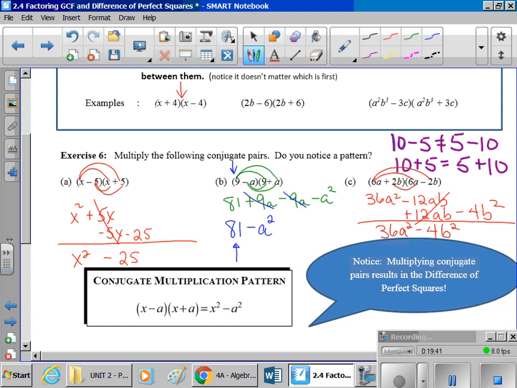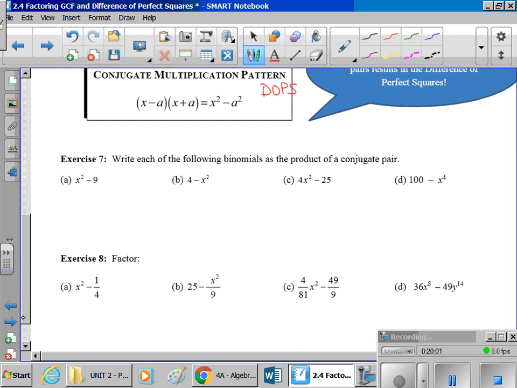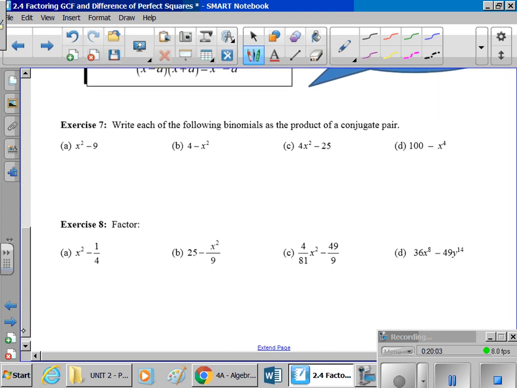So conjugate multiplication pattern. So here it is. x minus a times x plus a gives me the difference of perfect squares, or that we call this DOP sometimes. All right. And remember, order matters. So exercise 7 and 8, hopefully you're able to write these out pretty quickly because this is all review from Algebra 1.